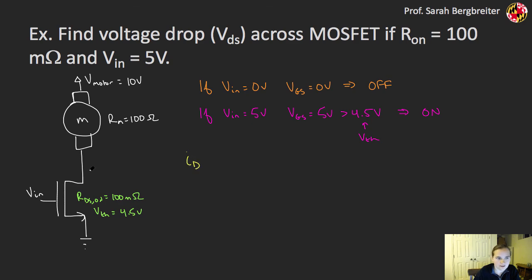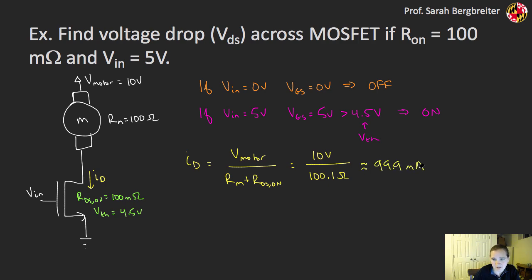So the drain current that I'm going to get here, right, that's this current right here, is going to be based on these two resistances and the motor voltage that I'm applying. So this is going to be my motor voltage divided by the total resistance, which is going to be my motor resistance plus that drain source resistance. And it's going to be pretty close to 100 milliamps. It's going to be actually about 99.9 milliamps. My VDS, of course, is just going to be that drain current times that RDS when it's on.